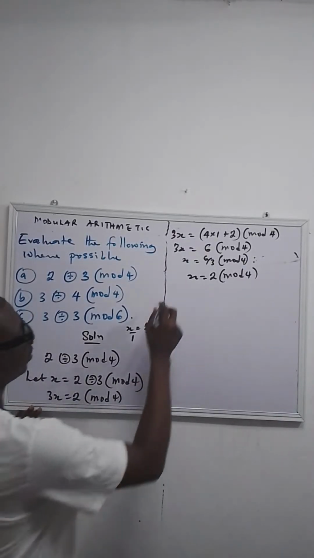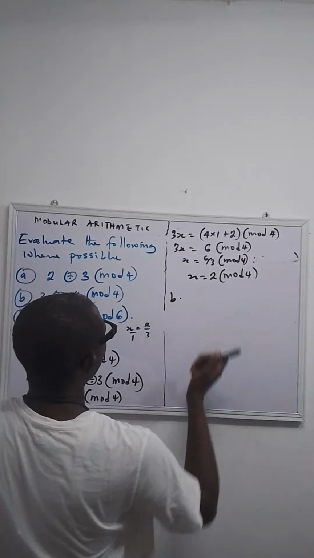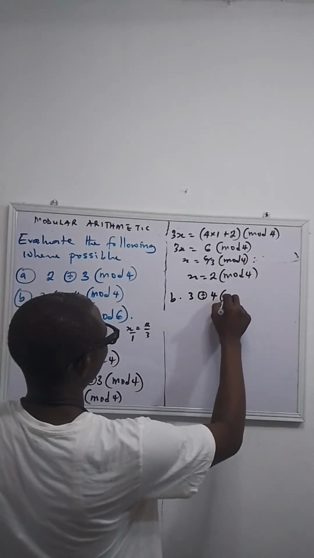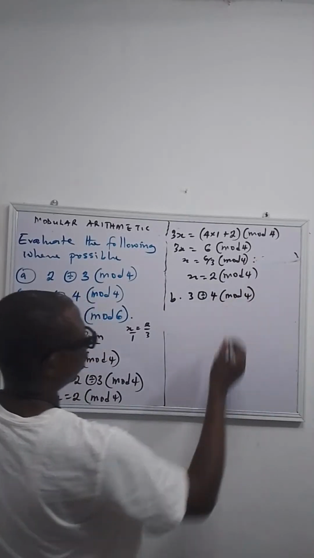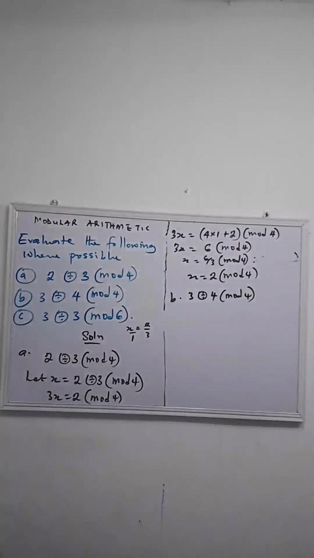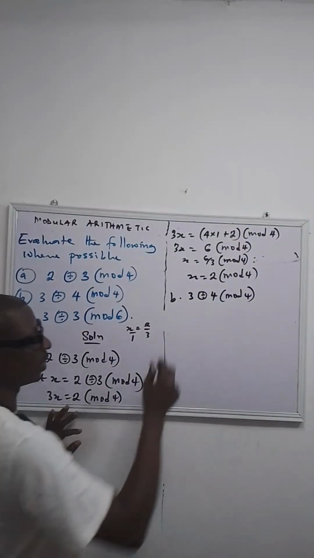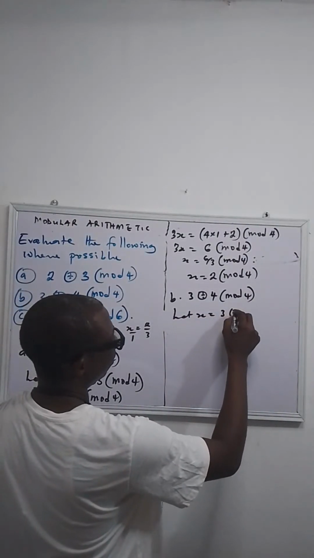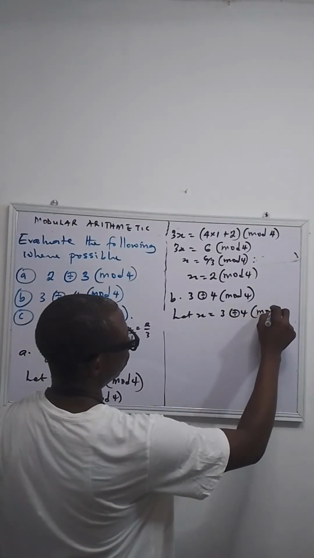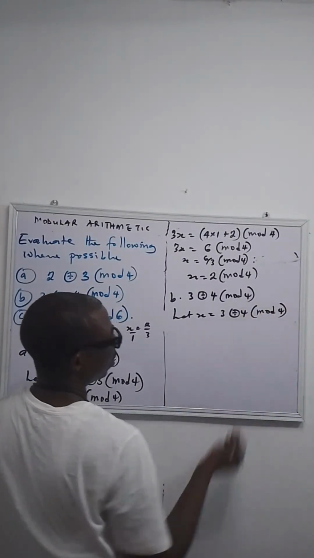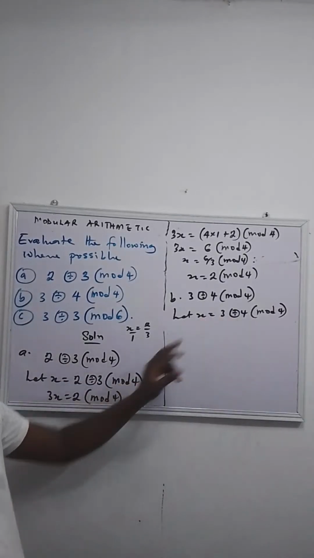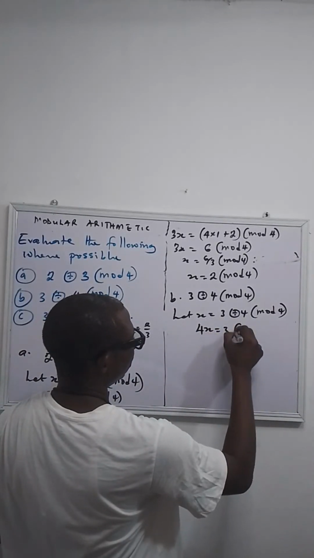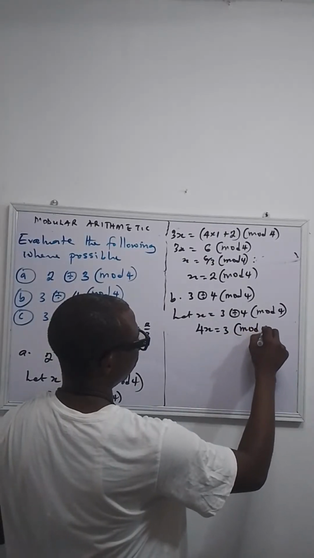So we have b: 3 divided by 4 in mod 4. Here, you make an assumption just like we did here. So you start by saying let x be equal to 3 divided by 4 in mod 4. So this multiplies this. So you have 4x equals 3 in mod 4.